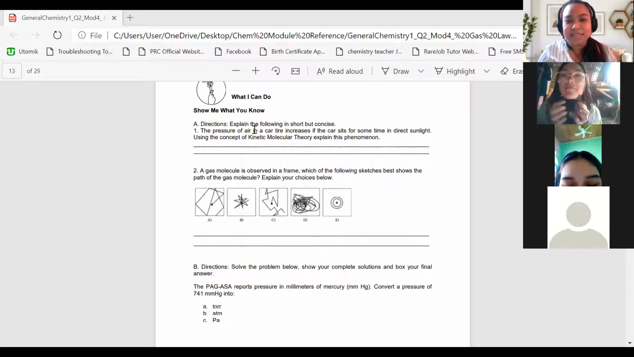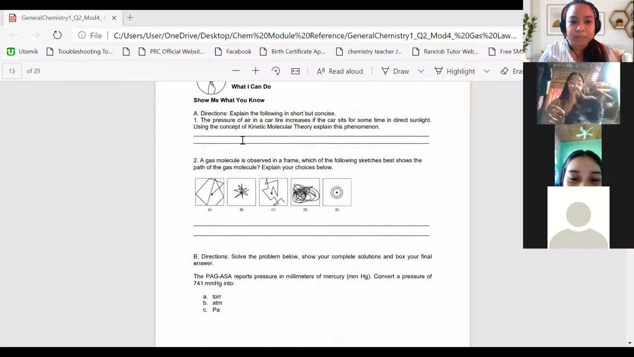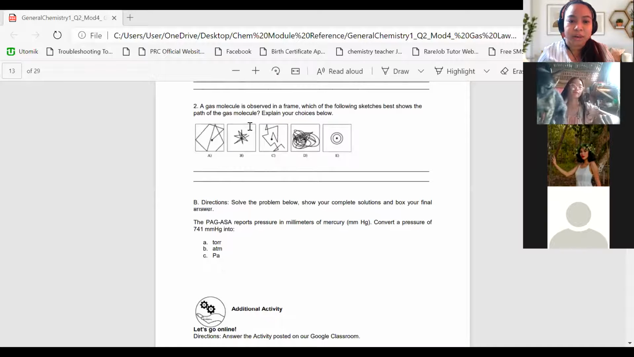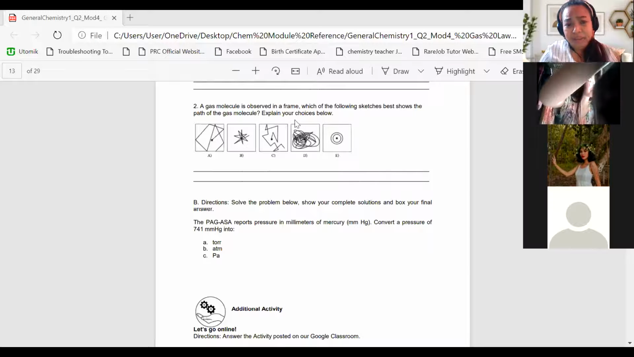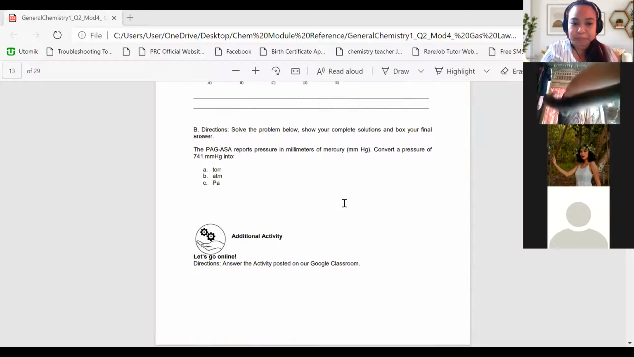Okay, you answer this. In this part, the pressure of the air in a car tire increases if the air sits for some time in direct sunlight. So you have to explain why it happens using the concept in the kinetic molecular theory. And this one, you just have to pick which of the following is the path of gas molecules. And then you explain why you choose that. Why you choose A, B, C, D, or E.